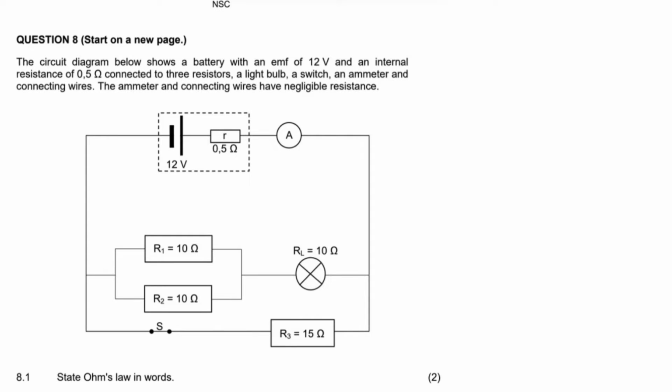This is the grade 12 electric circuit question. It's a national paper, November 2023. All right, let's cut to the chase. It says a circuit diagram below shows a battery with an EMF of 12 volts and an internal resistance of 0.5 ohms, connected to 3 resistors, a light bulb, a switch, and an ammeter and connecting wires. The ammeter and connecting wires have negligible resistance.